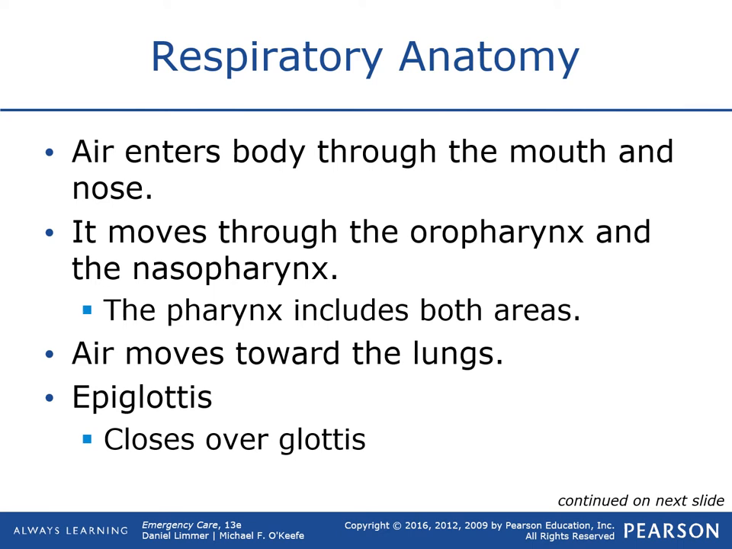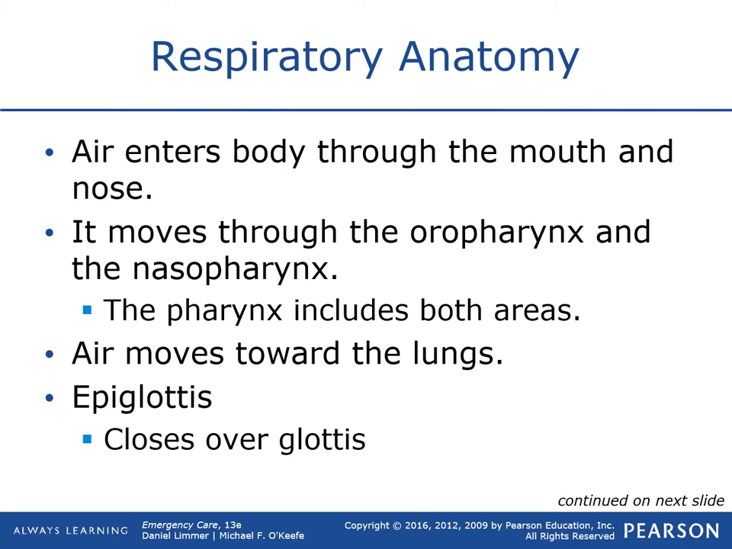That's just the nose-only area. And if it's going through your mouth, it goes through the oropharynx first, which is the mouth-only area, and then combines into the actual pharynx, which no matter how it gets in via your mouth or your nose, it's going to go into the pharynx.